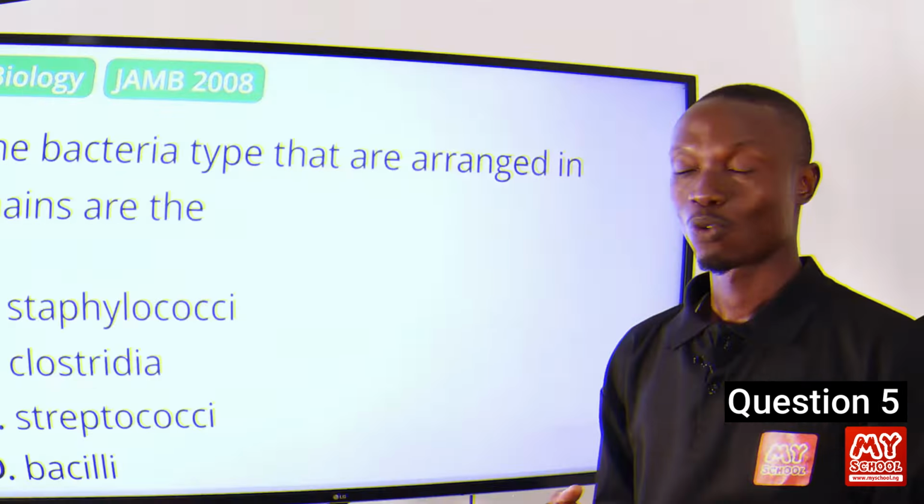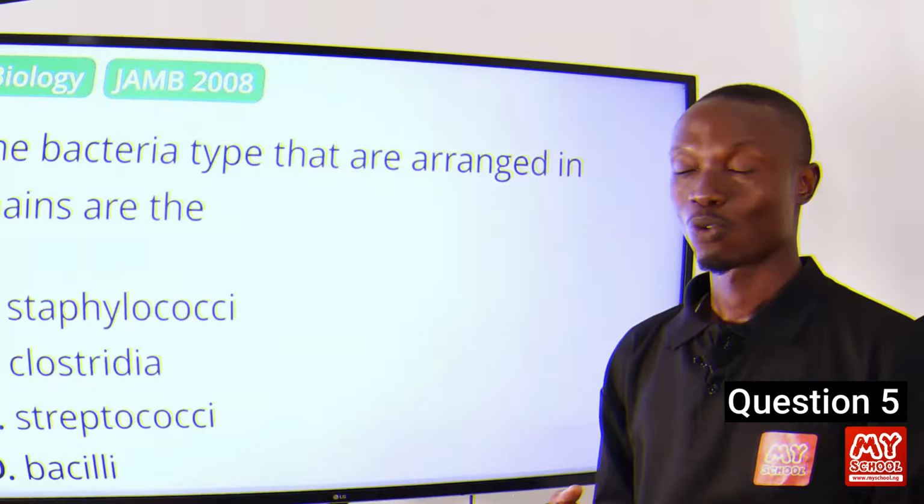Question 5. The bacterial type that are arranged in chains are the dash. Now remember, this question is about the shape of the bacteria that are listed here. A, we have staphylococci. Staphylococci is the plural form of these bacteria, if you have them more than one. The singular is staphylococcus. When staphylococcus is viewed under a microscope, they appear round and bunched together, as if they are gathered together.